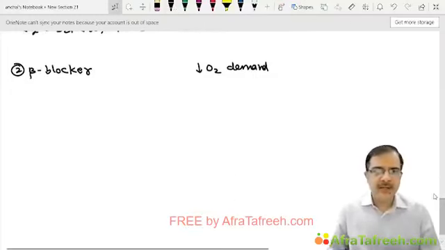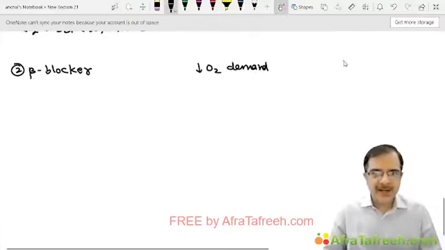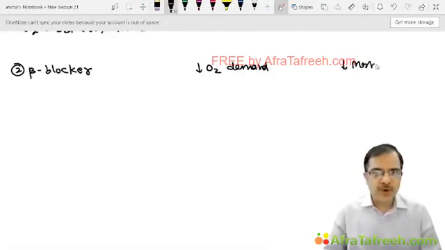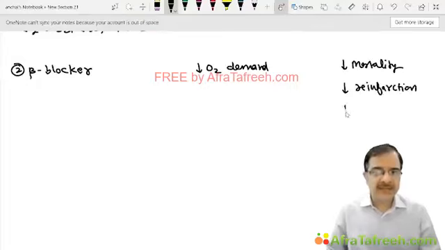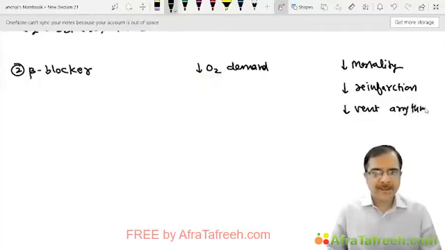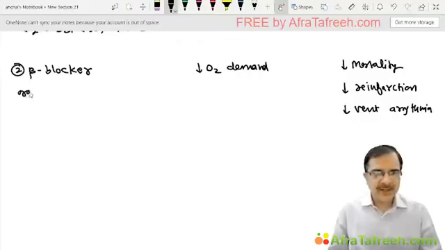And what are the clinical effects seen with this beta blocker? The clinical effects are very important. It decreases the mortality, short-term mortality. Yes, very important point. It decreases the chances of reinfarction. It decreases ventricular arrhythmias. So, what is the agent given? The agent given is oral metoprolol.